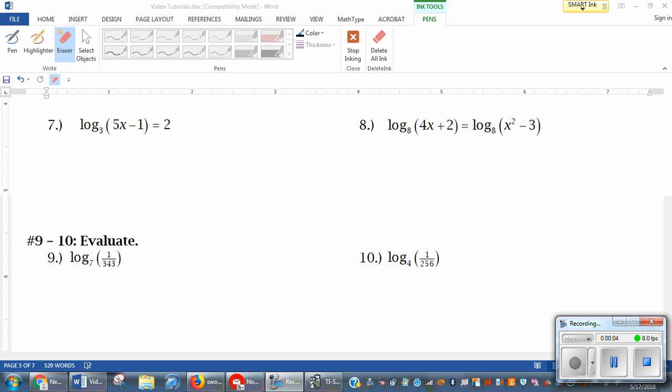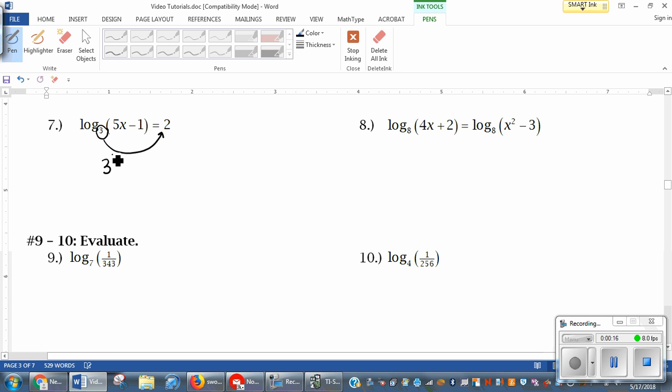Alright, the next logarithmic equation that I want to solve, I'm going to solve by converting it back to exponential form. So I showed you guys this circle trick where we're going to take 3 and raise it to the power of 2 and then wrap back around and set it equal to 5x minus 1. Okay, so what I want to do now is simplify the left side. We're going to say 9 equals 5x minus 1.